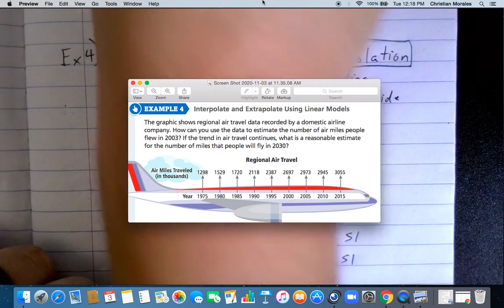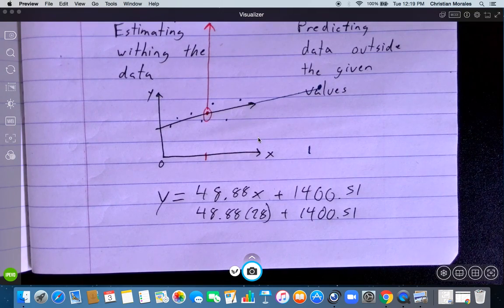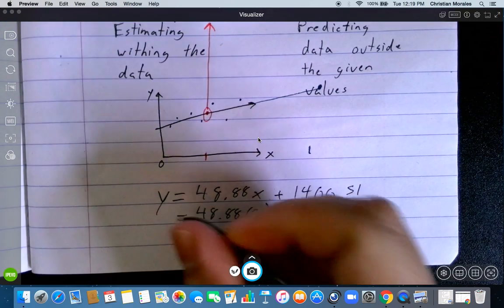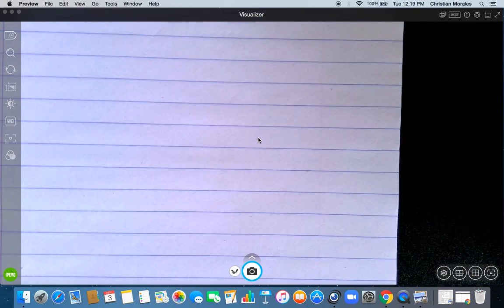You'd multiply and you would get your answer. Whatever you get for y right here, that'd be your answer. So I'll let you guys do that, and I'm going to move on to the last question, example number 5.